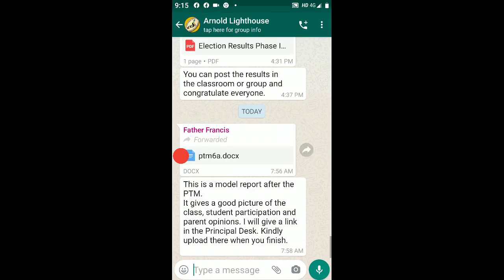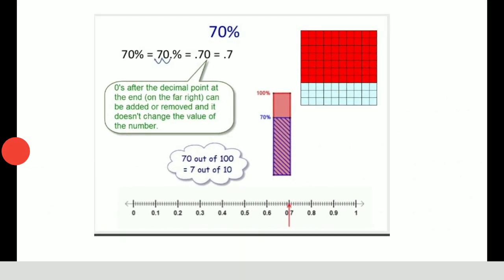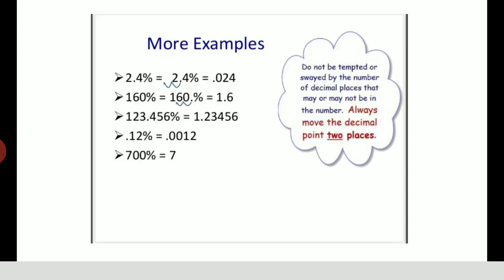Then, children, the next one we have, we are taking a few examples where 2.4% is written as 0.024, 160% as 1.6 in decimal, 123.456% will be written as 1.23456, 0.12% will be written as 0.0012, and 700% will be written as only 7. So what we need to remember is, we will not get confused, children.